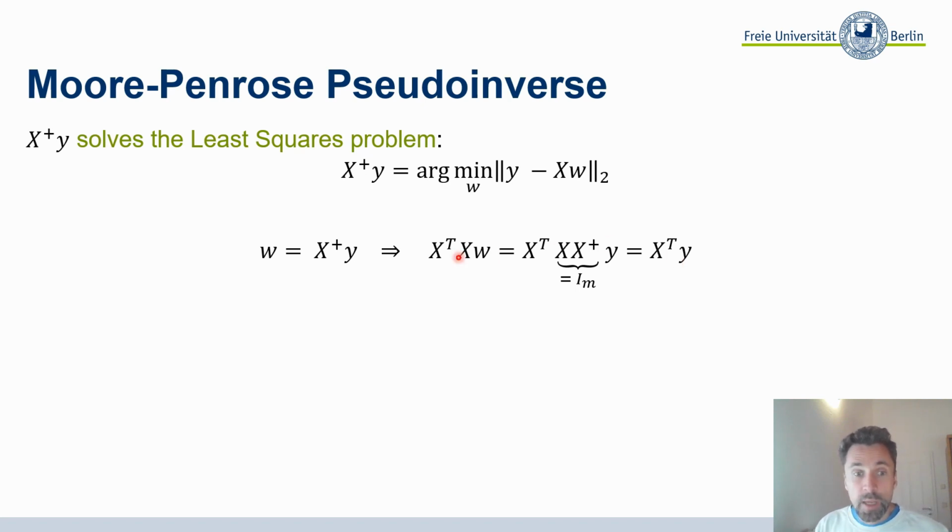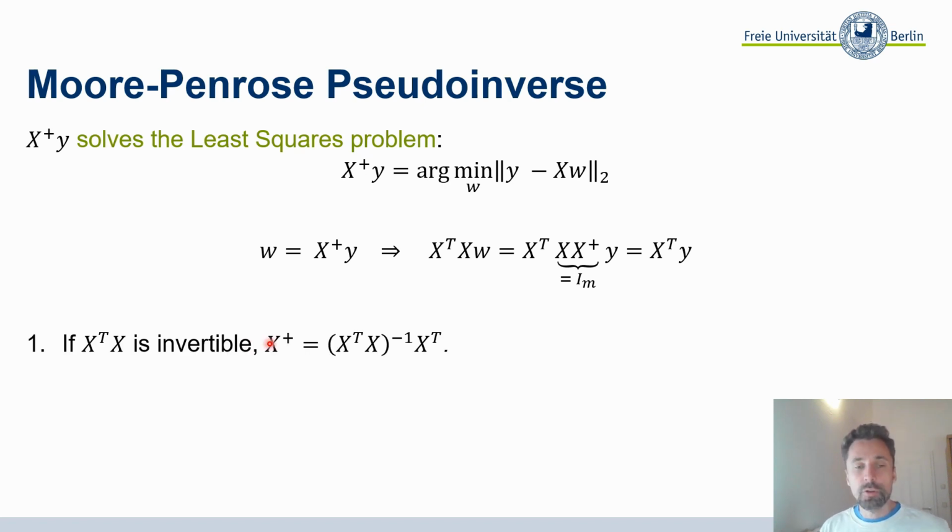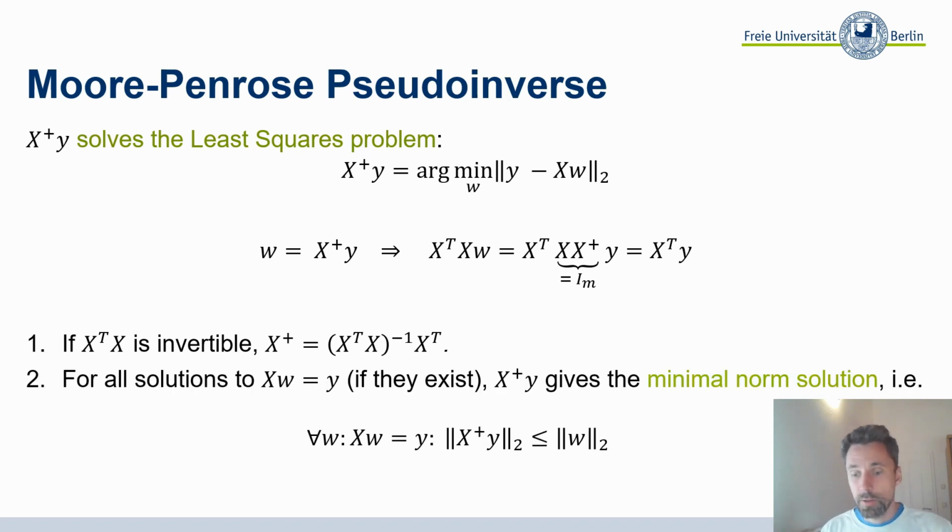So two remarks. One is if x transpose x is invertible, then x transpose x inverse times x transpose is the same as x plus. And also the solution that we obtain through applying the pseudoinverse is really the minimum norm solution. So the vector w is the shortest vector that still minimizes the problem, which is a nice property.